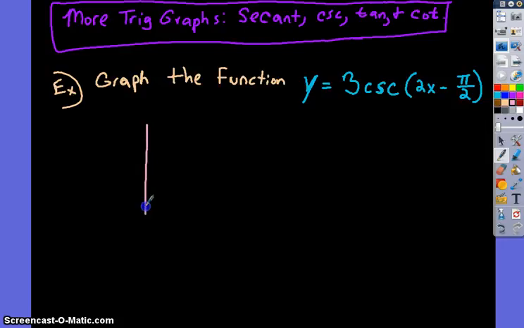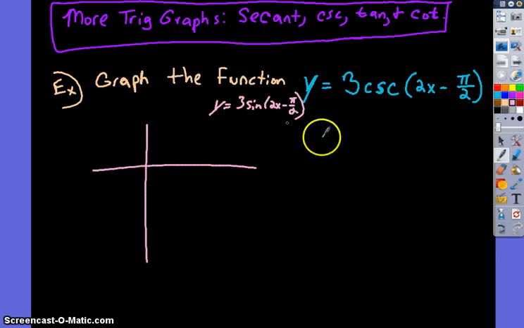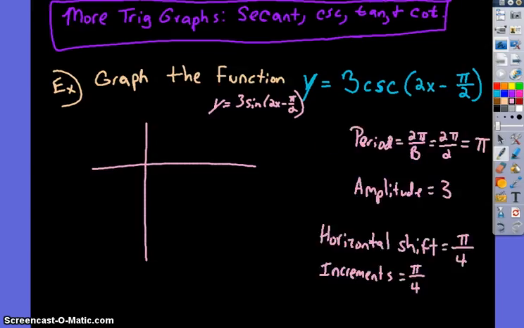I'll first graph y equals the sine of all that. Y equals 3 sine of 2x subtract pi over 2. And I'll find all the characteristics to it. So the first thing we're going to find is the period of it. So the period should be found to be pi, amplitude should be found to be 3, horizontal shift should be found to be pi over 4, increments should be found to be pi over 4.